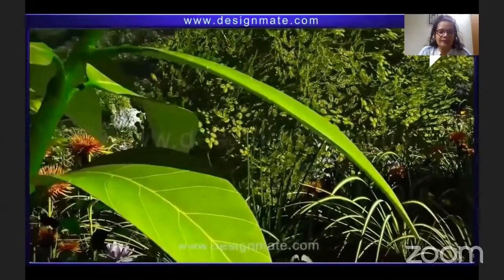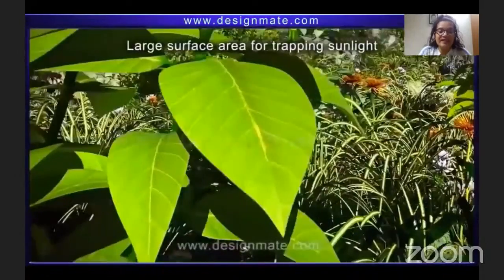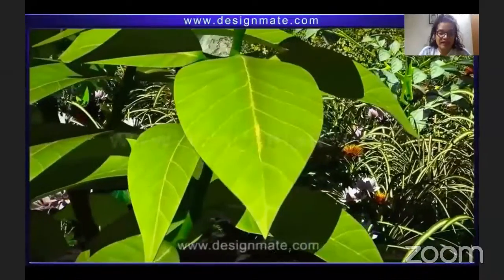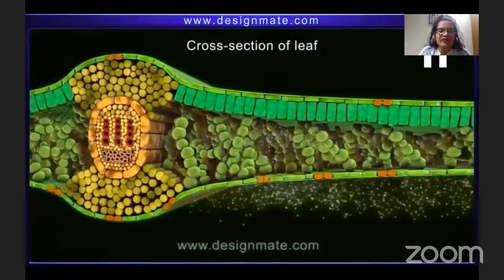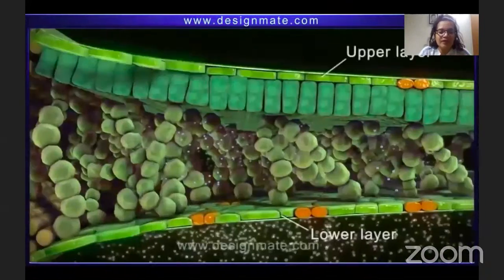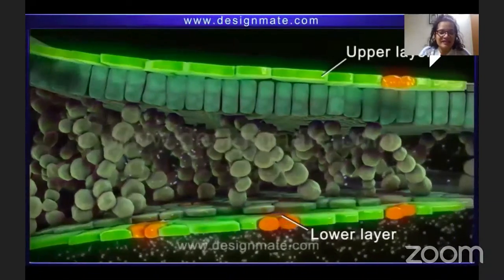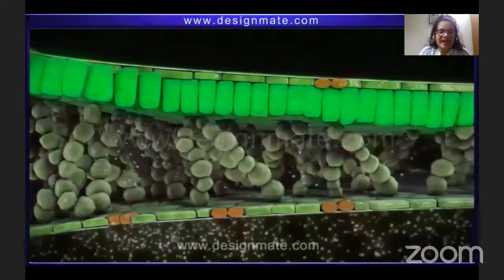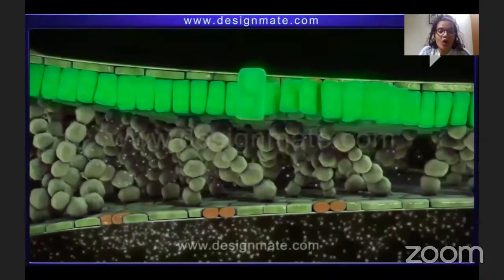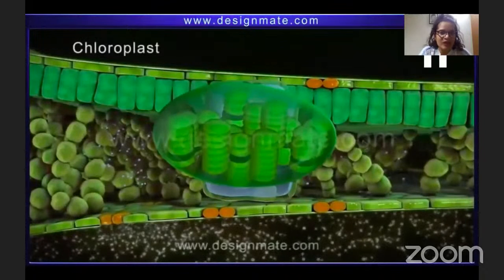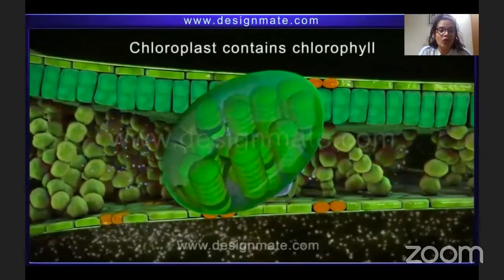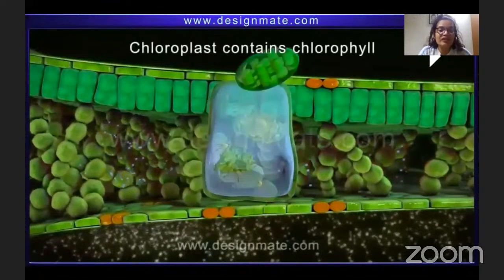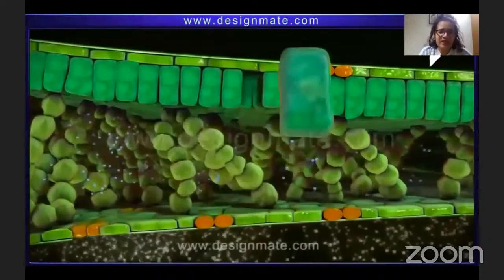The flattened lamina provides a large surface area for trapping sunlight. Now let's look at a cross section of the leaf that shows the upper and the lower layers of cells, which are flat and irregular. Below the upper layer is the layer of tightly packed cells. These cells have specialized organelles called chloroplasts. Why are chloroplasts important? Chloroplasts are important because they contain the pigment called chlorophyll, which gives the green color to the leaf.